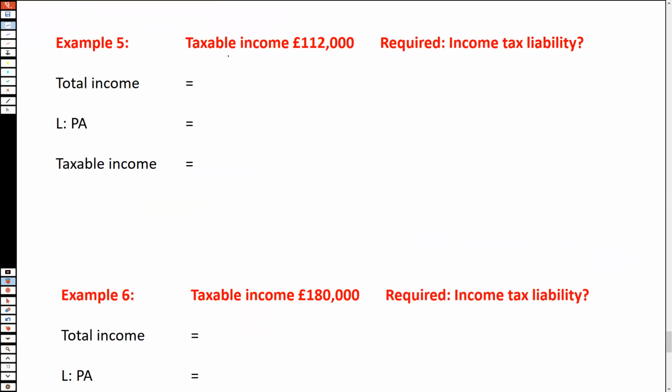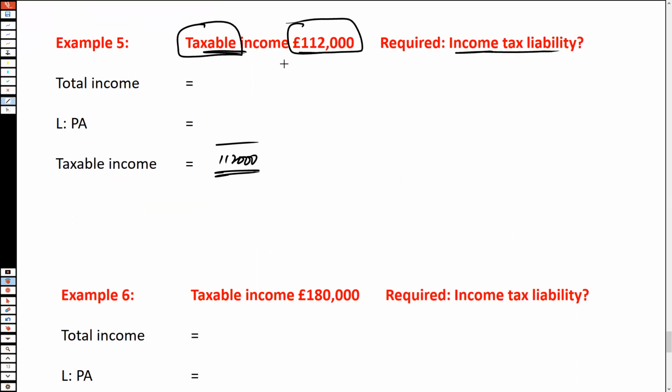Another example, over here, the taxable income of 112,000 is directly given. It's not the total income. Basically, the taxable income is directly given in the question, and the requirement is to calculate the tax liability. Before the calculation of tax liability, you can see that this taxable income is more than the basic rate band limit of 37,700 pounds, but it's less than the second band limit of 150,000. How to calculate the tax liabilities?